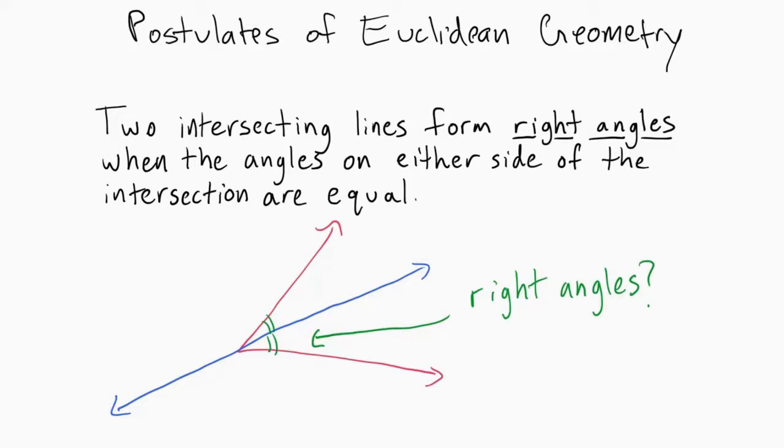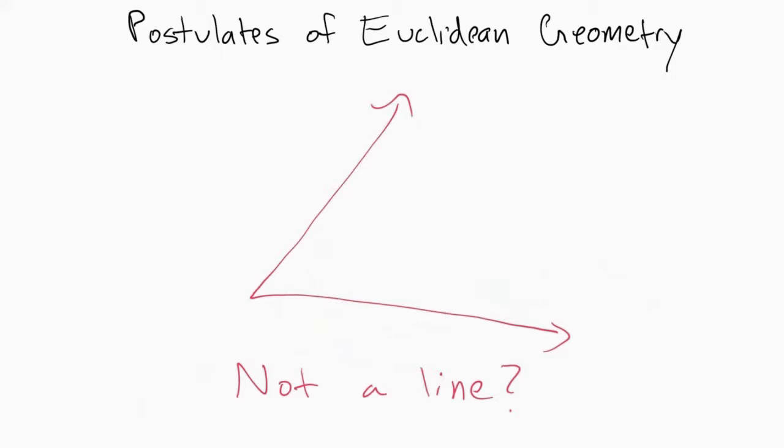I'll wait. Okay, that was a lie. I actually won't wait, but feel free to pause the video and think about it. If you do, you'll probably come up with something about how this says two intersecting lines form right angles when the angles on either side of the intersection are equal, and that V shape isn't a line. Is it? How do we know that this isn't a line? What have we assumed so far that says that lines are straight?